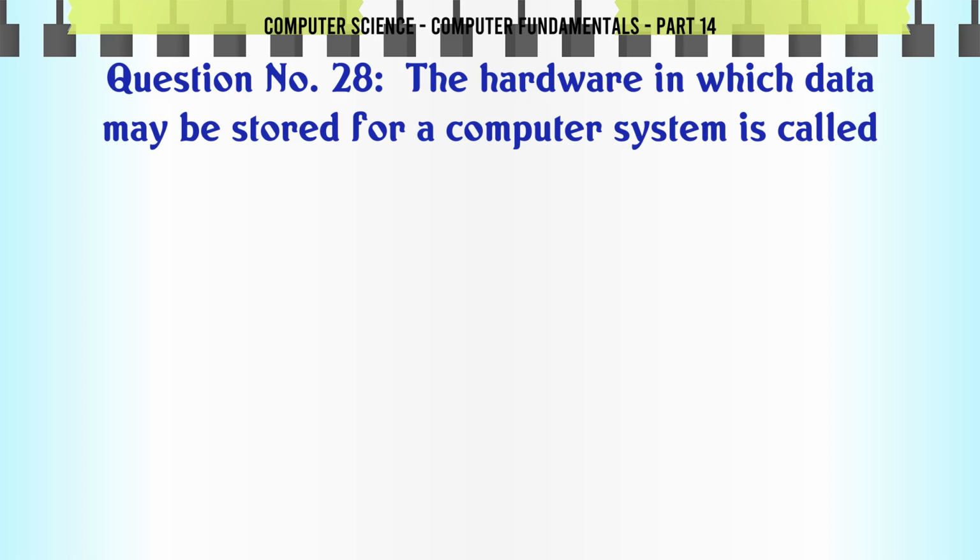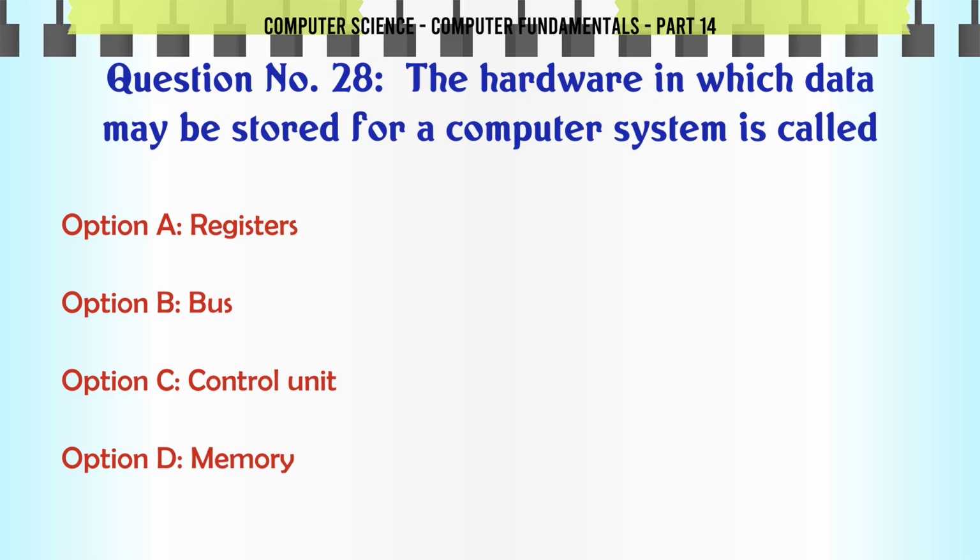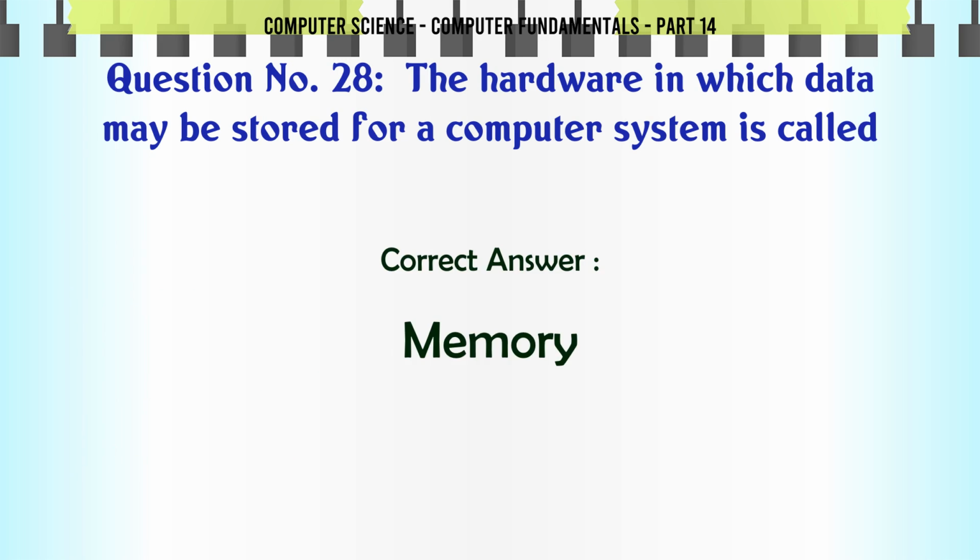The hardware in which data may be stored for a computer system is called A. Registers. B. Bus. C. Control unit. D. Memory. The correct answer is memory.